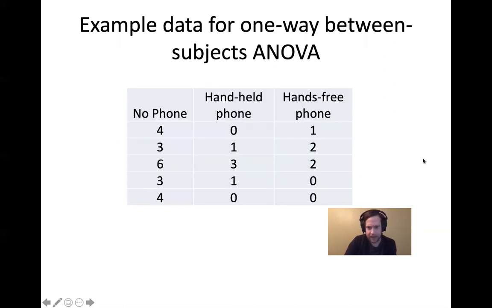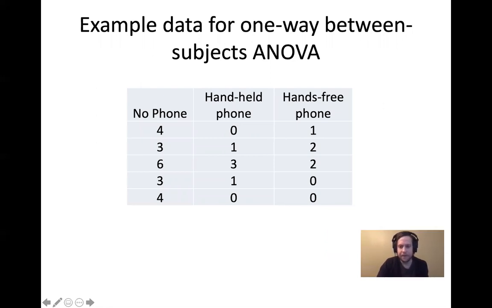In subsequent slides, I'm going to show you how we calculate F, which is the test statistic that we're going to be dealing with in this chapter, and how to make decisions regarding the significance of F, just like we did for t-tests and z-tests back in the day. We'll use this study right here. The sample size of this study, by the way, is 15. There are 5 scores in each condition. 5 times 3 is 15.